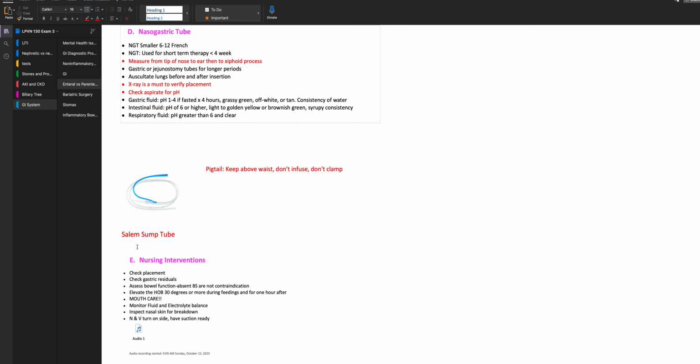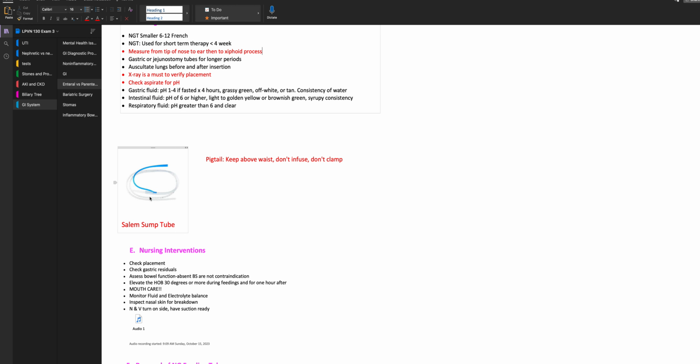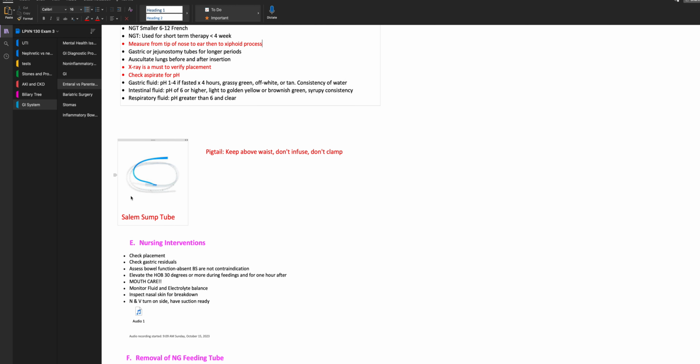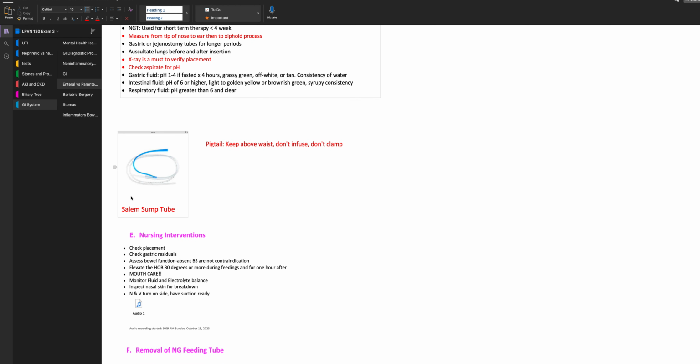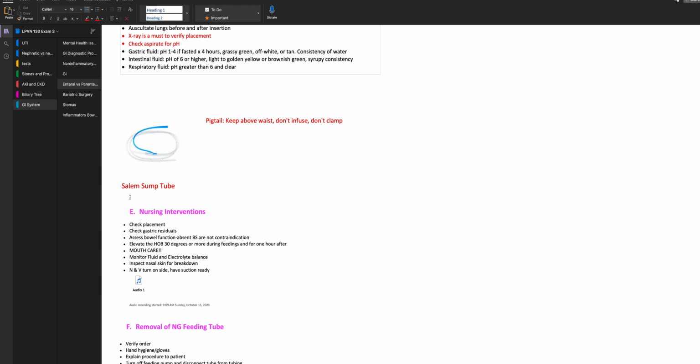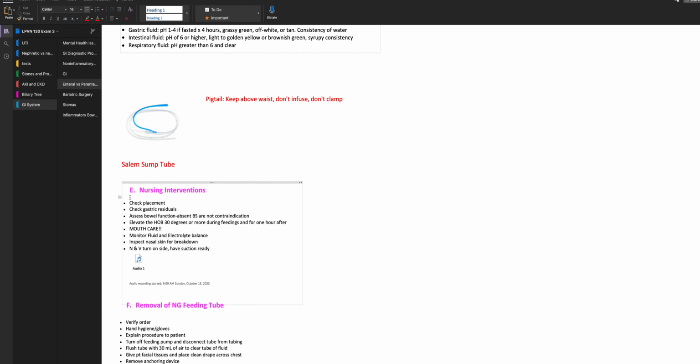All right, so you always want to check placement. On the NG tube, you can't really see it on this one, but there are markings that tell you the centimeter mark, and you would tell the offgoing nurse it's at 52 centimeters on the right naris. Make sure you're checking bowel sounds. Keep the bed up 30 degrees or more during feedings, and for at least 1 hour after if you're giving intermittent feedings. All right, and all the time if you're giving continuous feedings. Check the nose for breakdown if they are using a nasogastric tube.